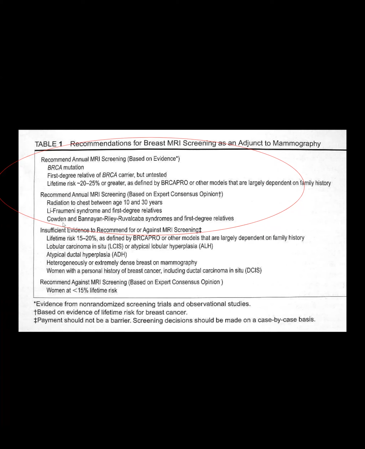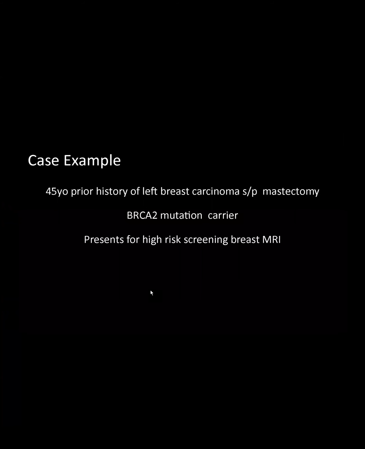less than a genetic risk, but still are at a higher risk. Prior biopsies that showed atypical cells, women who have heterogeneous or extremely dense breast tissue, there was really insufficient evidence to recommend for MRI screening. And this is kind of the normal risk, and there was recommended against breast MRI screening at that time in 2007.